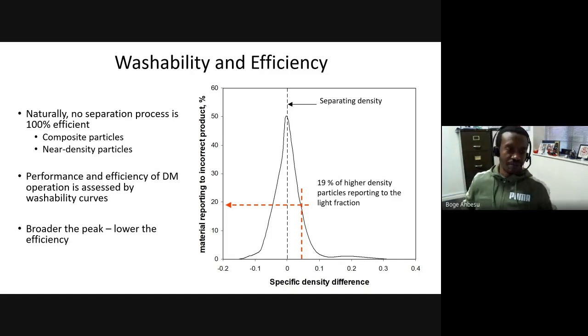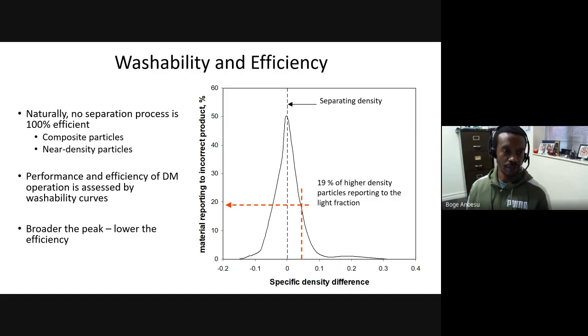There are always inefficiencies that could be just related to the particles that we're trying to process, because if particles are not liberated sufficiently, then you're not going to separate them properly. So there's no such thing as, for example, 100% liberation. If there's no 100% liberation, then most likely you're not going to get 100% separation either. But another factor here is we're trying to separate particles based on density, right?